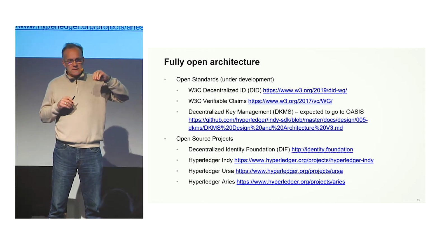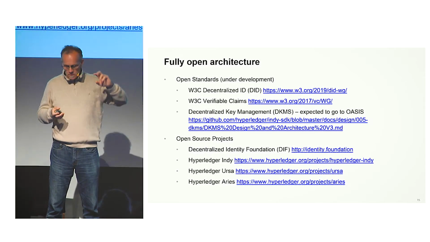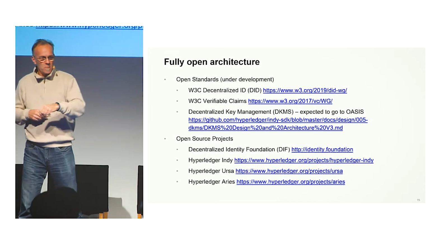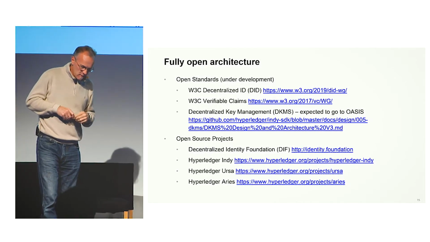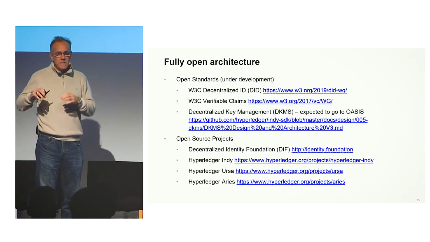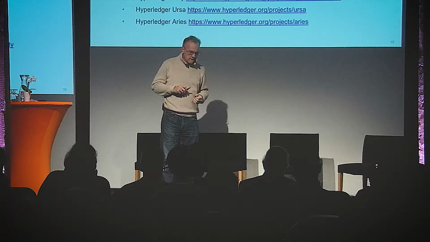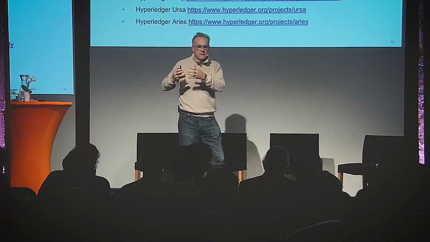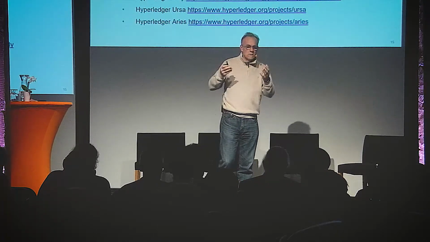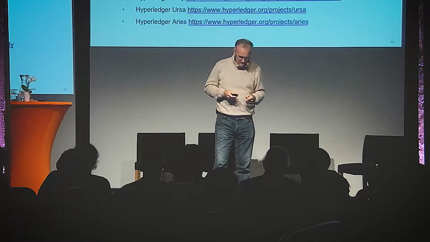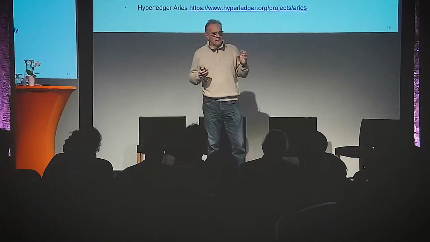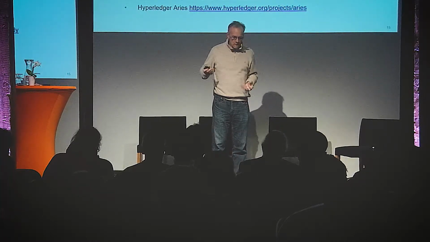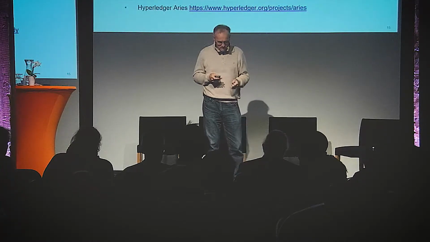The DID is a new type of identifier that allows you to find the information that you're looking for on the ledger, independently of which ledger you're actually working with. Verifiable claims is essentially the format of the claim so that you know how to interpret it. And then there's the notion of decentralized key management, because you're going to accumulate a lot of keys and you need to be able to manage those.